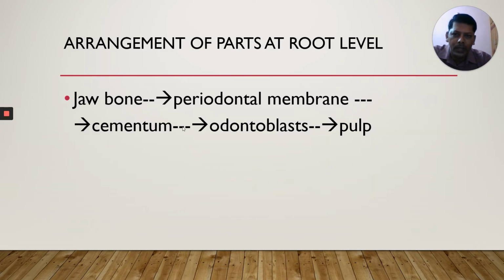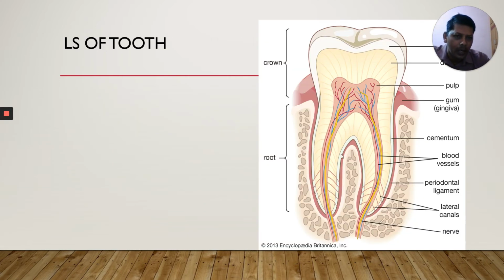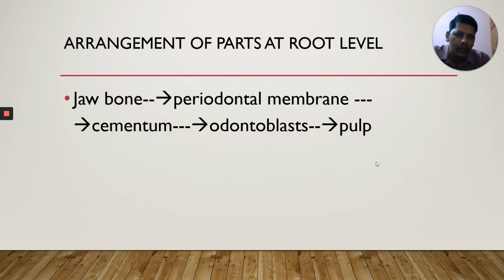After cementum, I forgot to mention here, there is dentine. After that, there will be odontoblasts here, and finally pulp comes. This is the arrangement of parts at the root level.